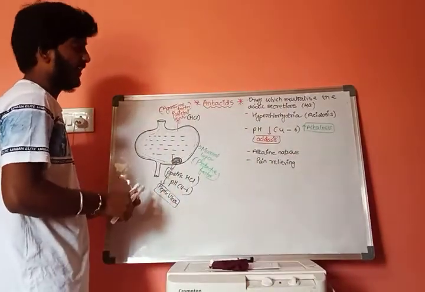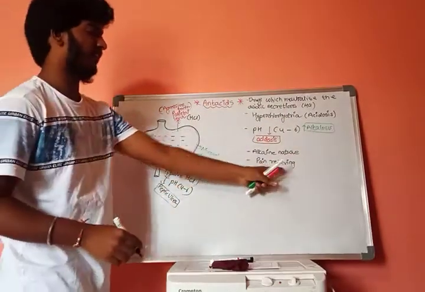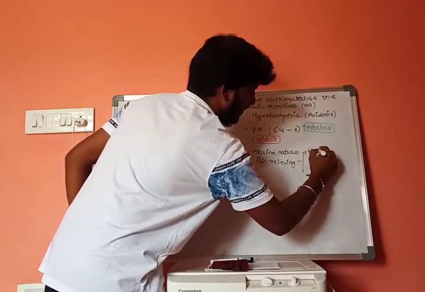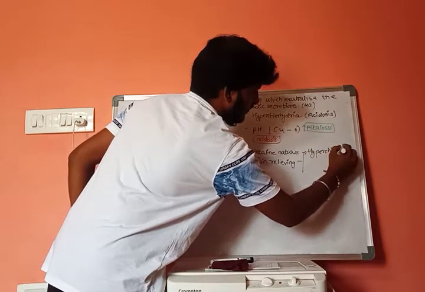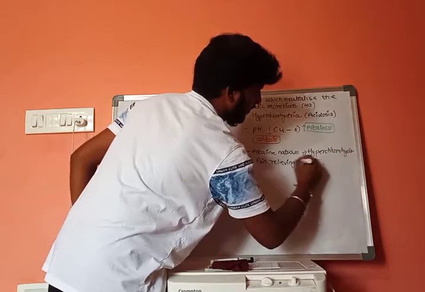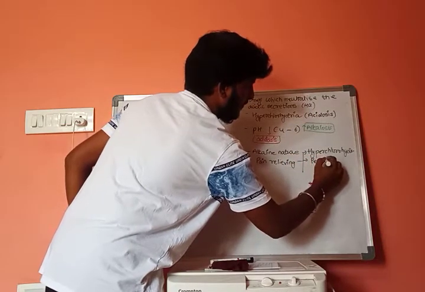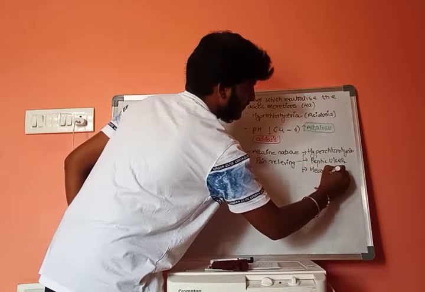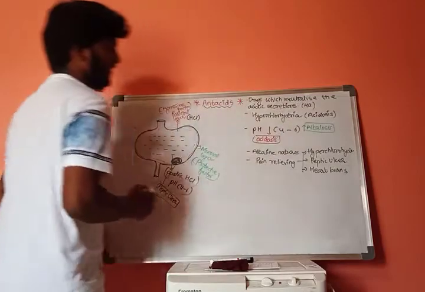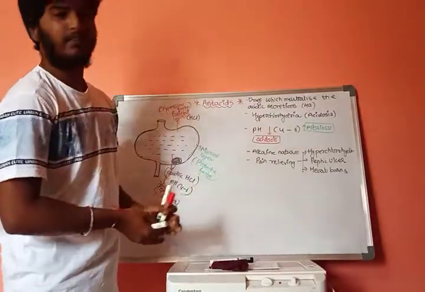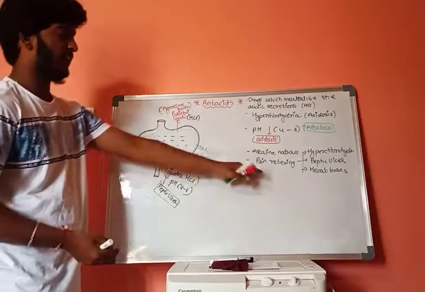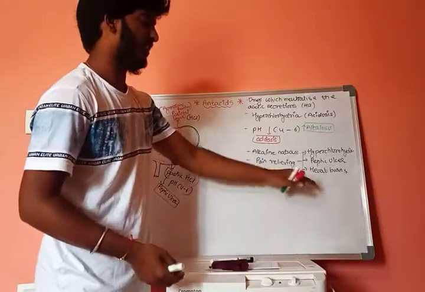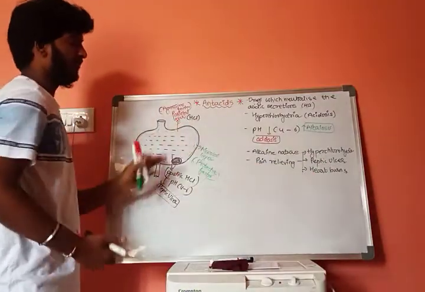It helps in pain relieving. And when does the pain relieving occur? It results in hyperchlorhydria, peptic ulcer and heartburns, etc. These antacids will help as pain relieving agents when this pain comes, in case of hyperchlorhydria, peptic ulcer and heartburns, and this is one of the functions of antacids.